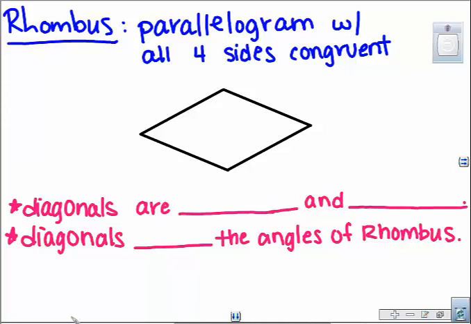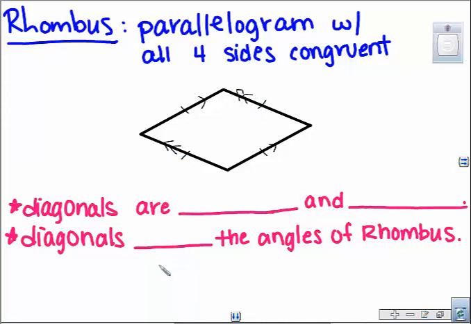So I'm going to go ahead and mark that in my picture with these tick marks. All of these are congruent. That's what makes it a rhombus, and the fact that it's a parallelogram. So the opposite sides are parallel. So I'm going to mark those.